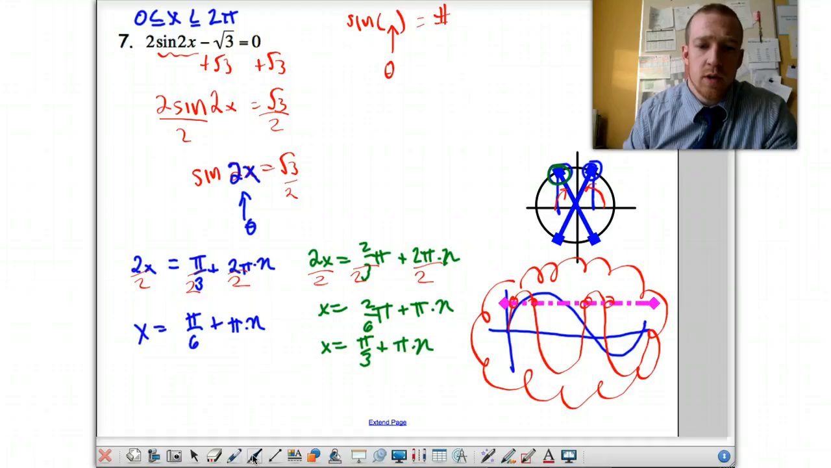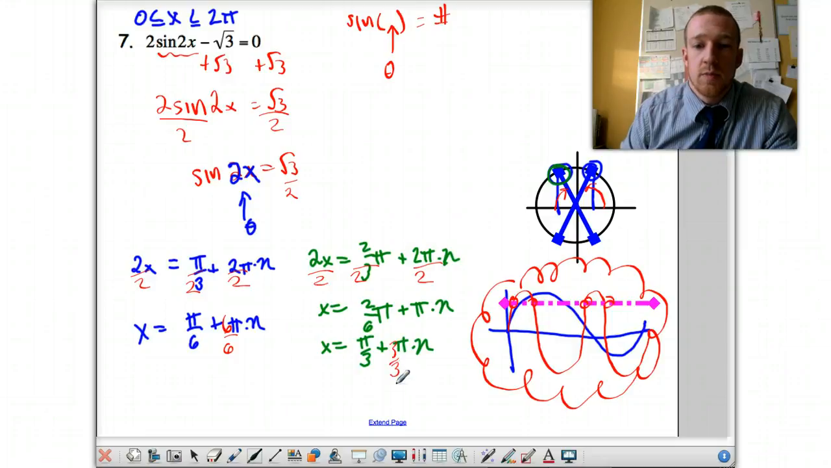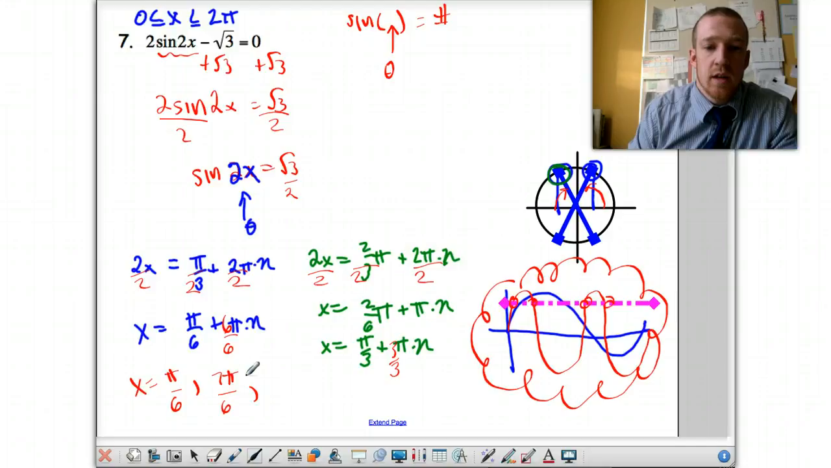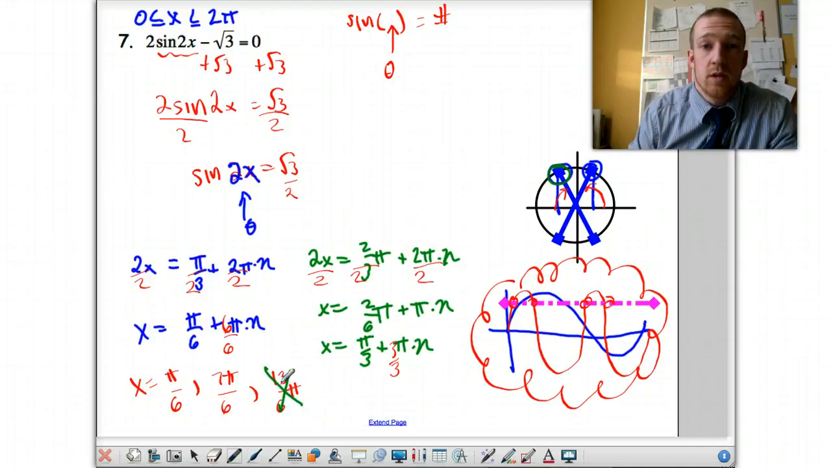Now, to make the algebra, or like the number crunching, easier, especially for those of you that don't do fractions, I'm not going to think of this as adding pi a bunch of times. I'm going to think of adding 6/6 pi. And here I'm not going to add pi, I'm going to add 3/3 pi, so it makes it a lot easier. So now I have x equals pi over 6 plus 0. Pi over 6 plus 6/6 is 7/6 pi. And if I added another 6 over 6 pi, that would give me 13 over 6 pi. But that is more than 2 pi, right? Because 2 pi would be 12 over 6. So we don't need this. These are our answers here.